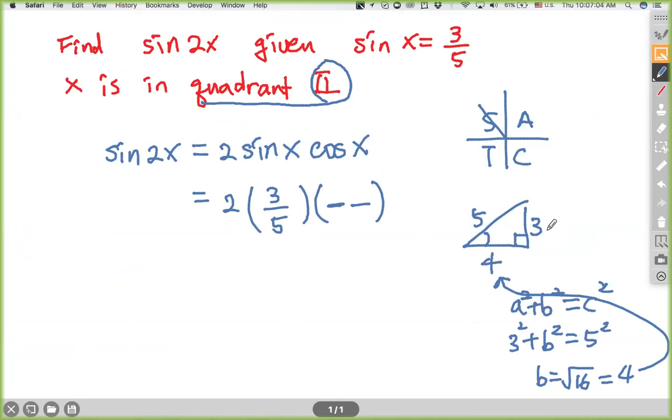So we complete the triangle. Cosine x is adjacent over hypotenuse, which is negative 4/5. So we get the cosine value using the quadrant picture and the triangle. Then use the double angle formula and get the answer. So multiply all the fractions. So 5 times 5 is 25. 2 times 3 times -4 is -24. And we get the final answer.